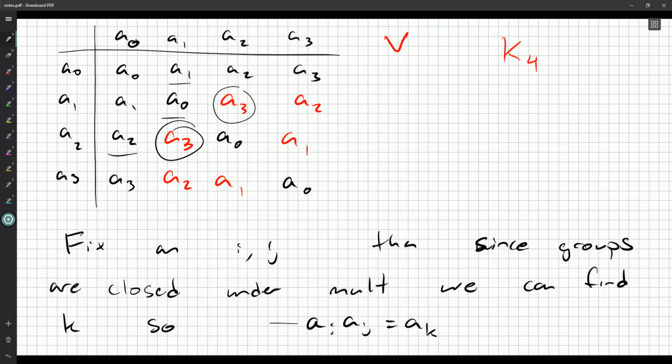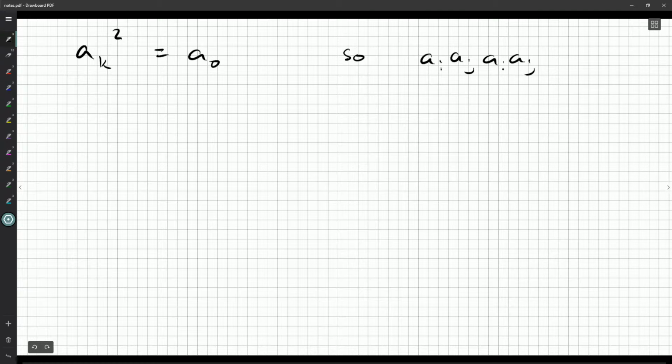The thing is, I don't know what I and J are. I don't know what K is. I don't have a whole lot of information. In fact, the only thing we really know is, regardless of what K is, the square of this element is a naught. So I guess AI, AJ, and then you multiply by AI, AJ again. That's AK times AK. That's a naught.